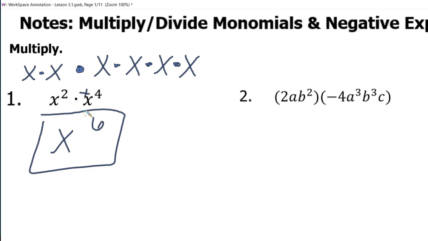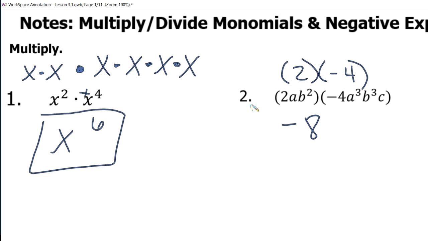Problem number 2. Now, notice we have coefficients out front. So what if I didn't have the variables? What if I just had 2 and negative 4? What would you do with those? Multiply them. So 2 times negative 4 is negative 8. Now, when you're multiplying, we need to add the exponents for each variable.